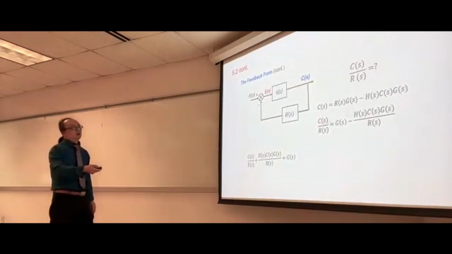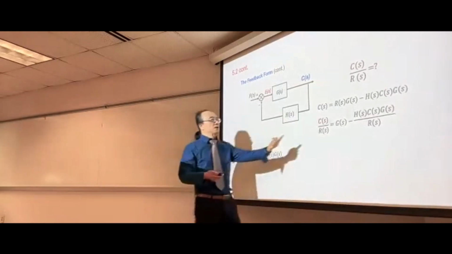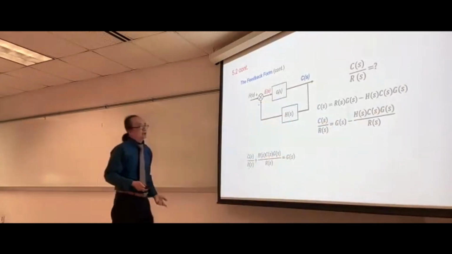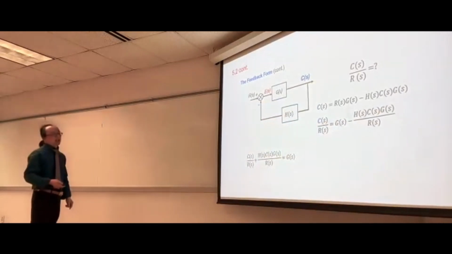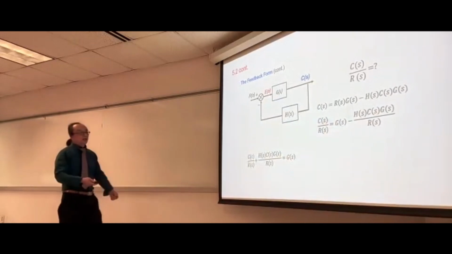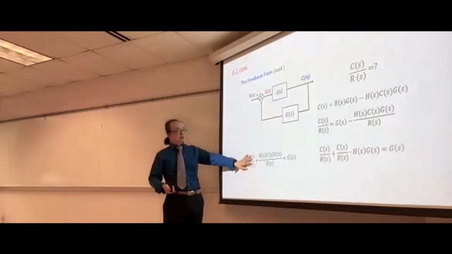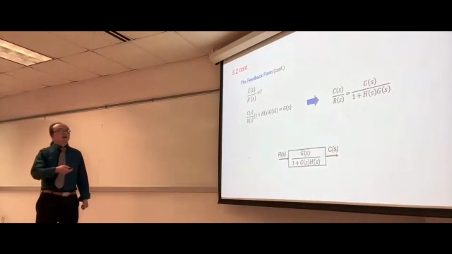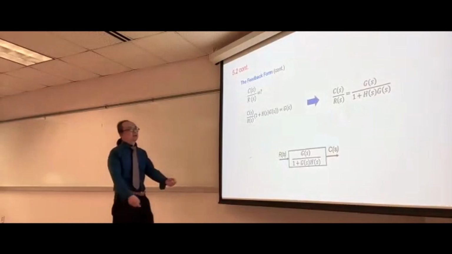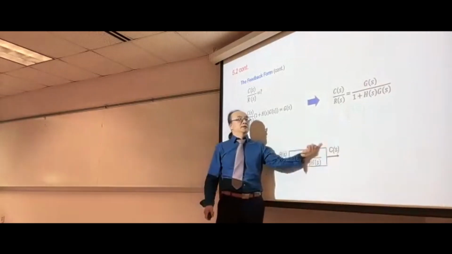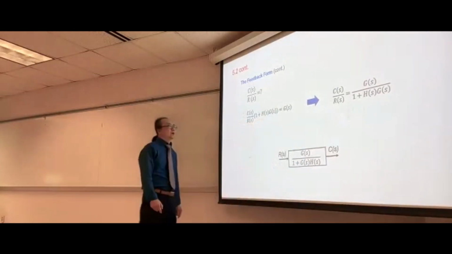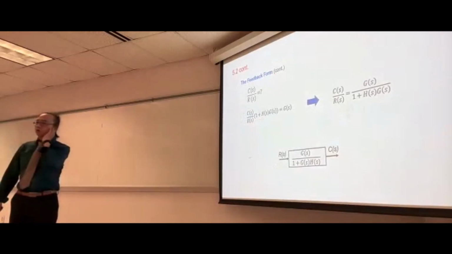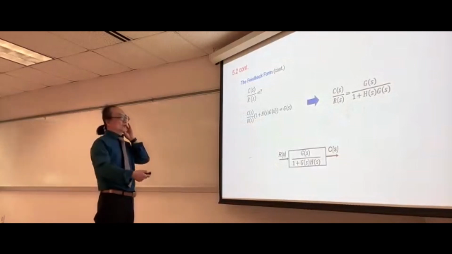So C of S over R of S is this. We have C of S over R of S also in this term, so we're going to move that to the left-hand side and set them equal to G of S. And then we factor out C of S over R of S. We solve for that, and that gives us G of S over 1 plus H of S times G of S. So that's the combined feedback form. I ask you to copy this down, and it's going to be a really important one. We're going to use this over and over again.